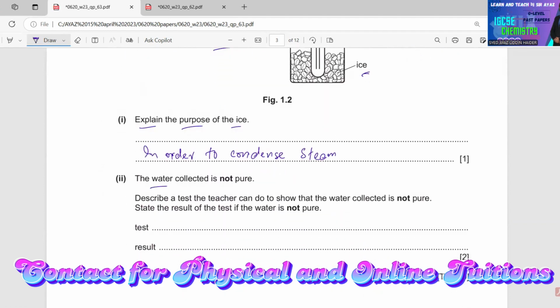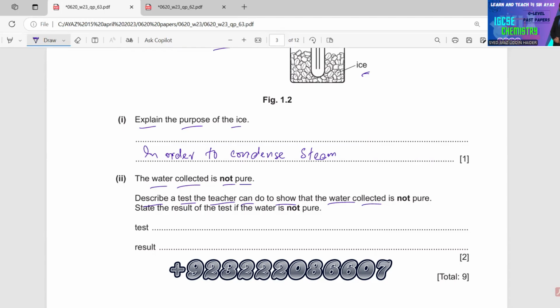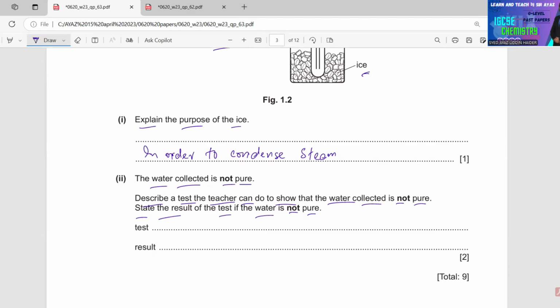Number 2, the water collected is not pure. Describe a test the teacher can do to show that the water collected is not pure. State the result of the test if the water is not pure. The simple test in order to check the purity, so you will measure boiling point or freezing point. So I will write measure boiling point. Result should be 100 degrees centigrade.